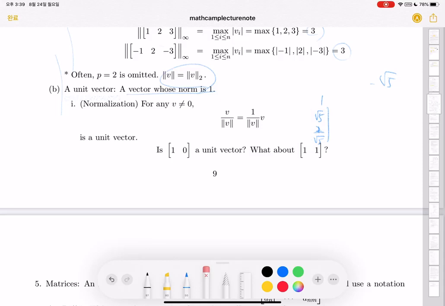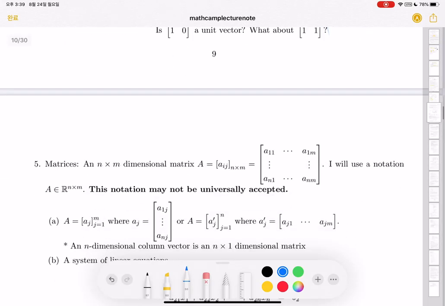You can visualize that every point on this circle with radius 1 is a unit vector, right? So this is a unit vector, this is a unit vector, this is a unit vector, and so on. And you can extend this concept to 3-dimensional, 4-dimensional, even higher dimensional Euclidean space.